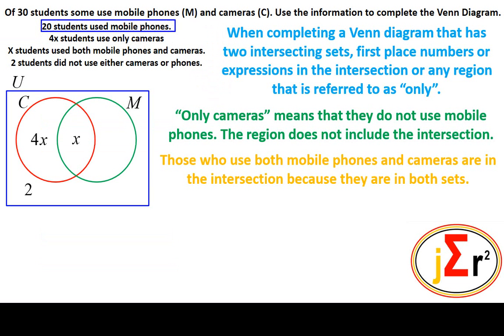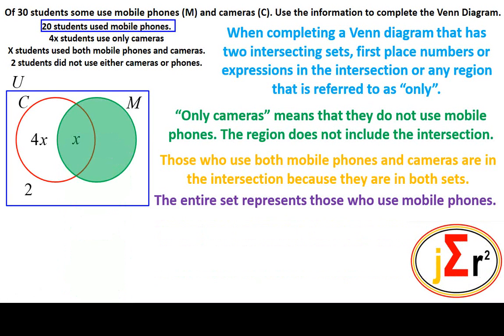20 students used mobile phones. In all of the students who use mobile phones, we have 20 of them. But if we take a look at this, we realize that X is in the intersection, which will cause X to be included in the number of students who use mobile phones also. So although they do not use only mobile phones, they use mobile phones and cameras, they still use mobile phones and will have to be included in the set of students who use mobile phones.